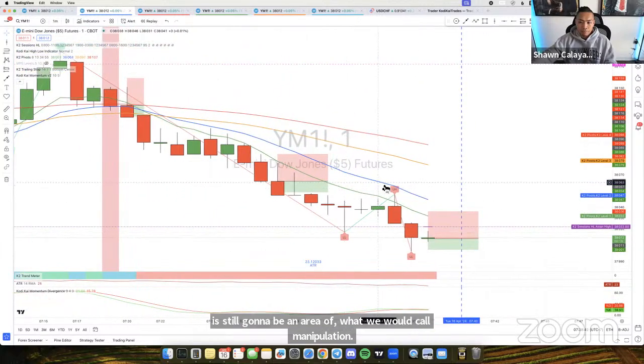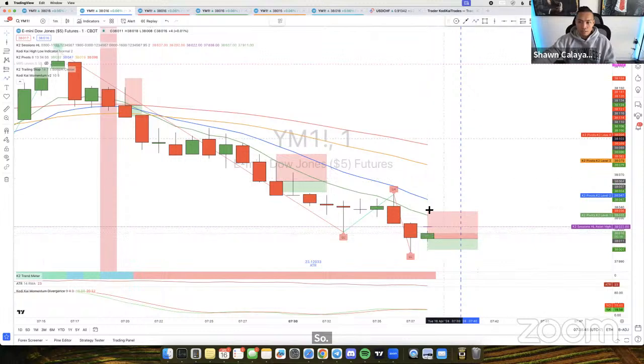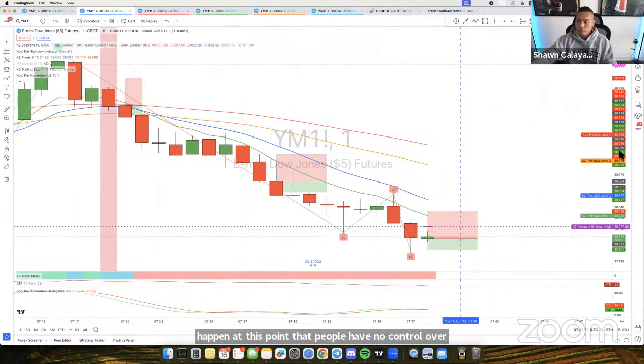I think this is still going to be an area of what we would call manipulation. So I'll mark it up. It's marked up right there. This is tricky because a lot of things can happen at this point that people have no control over. And that's not the type of entry I personally would want to be stuck in.